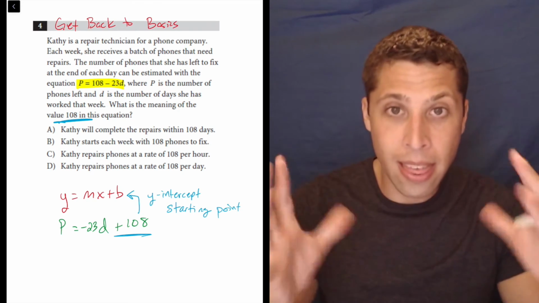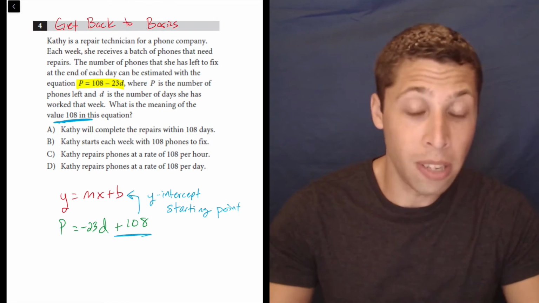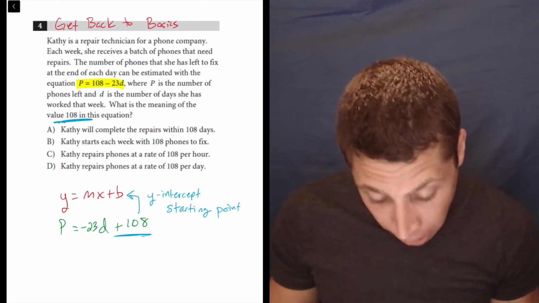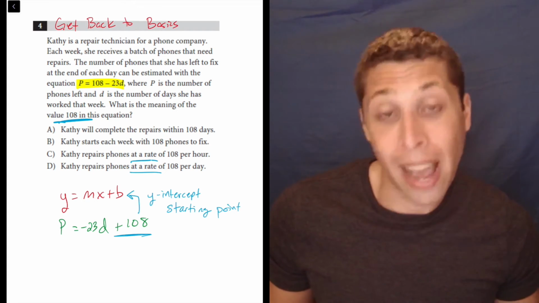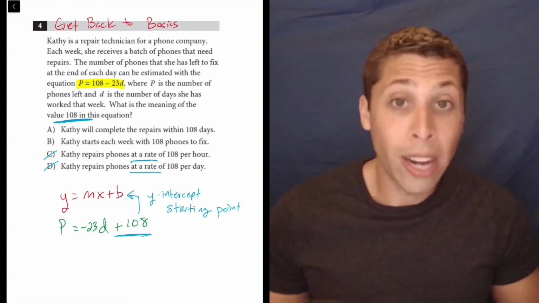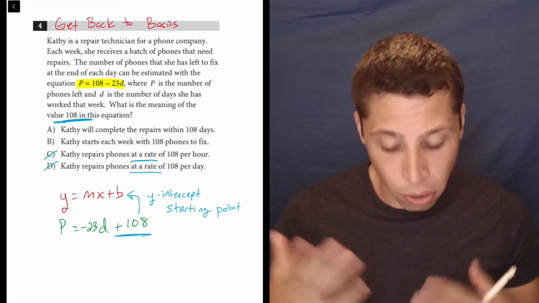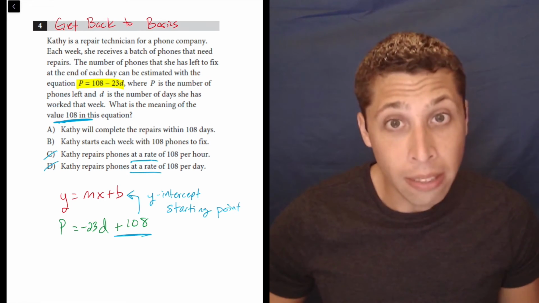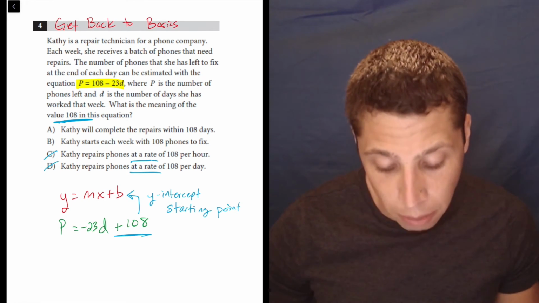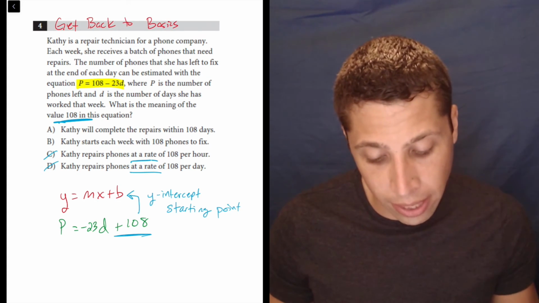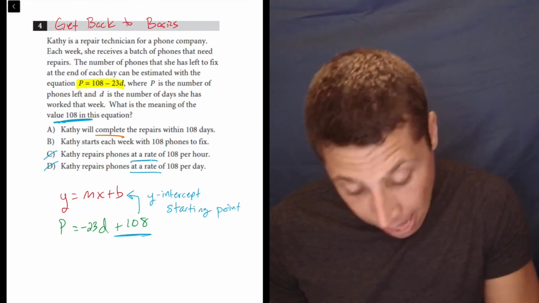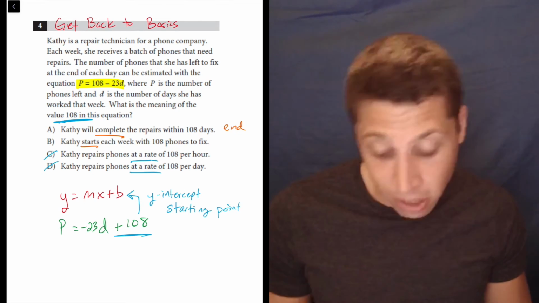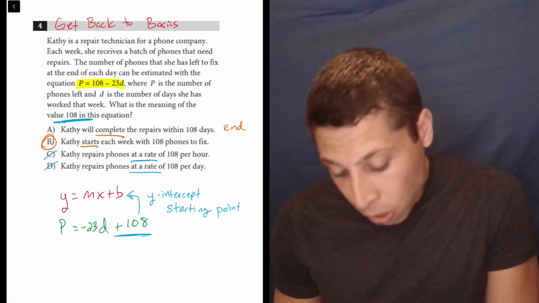And so that means what we're looking for in these answers is something that sounds like a starting point. Right away, choices C and D don't really match. Those sound like slopes, right? A rate would be a slope, a change. So poor description there. A and B are both kind of close, but I think one really sounds like a starting point. So choice A, Kathy will complete the repairs within 108 days. Well, complete, that sounds like an ending point. Let's look at B. Kathy starts each week with 108 phones to fix. So I would pick that.